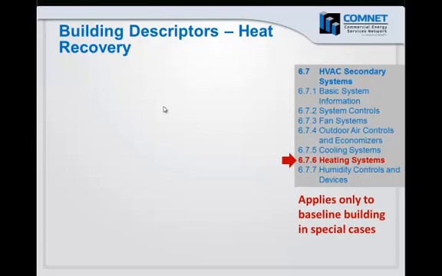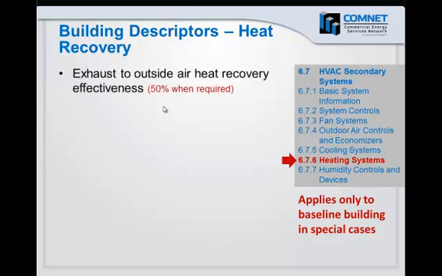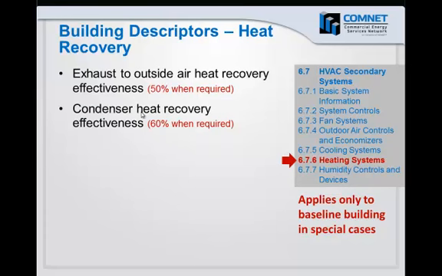Heat recovery applies only to the baseline building in special cases. One building descriptor is the effectiveness of the heat recovery, and this applies when heat recovery is required, which is, I believe, for systems that have more than 70% outside air ratio and more than 5,000 CFM. The effectiveness that's required is 50%. When you've got condenser heat recovery, the effectiveness increases to 60%.